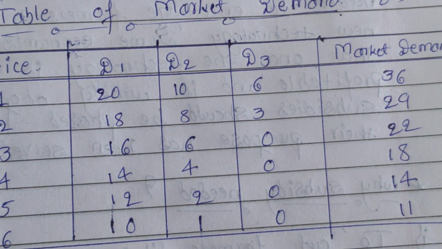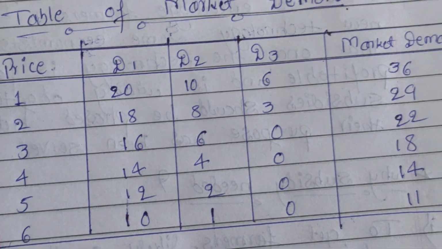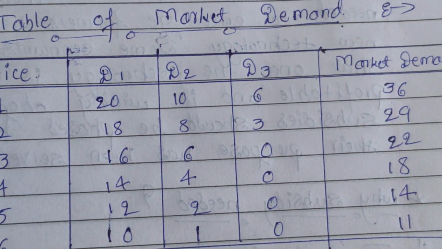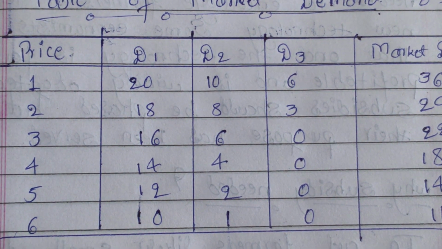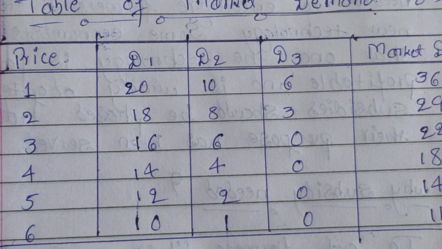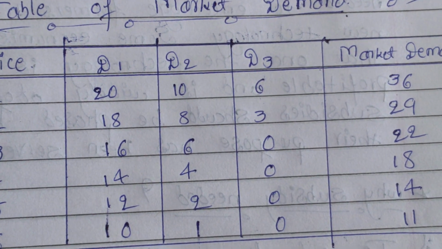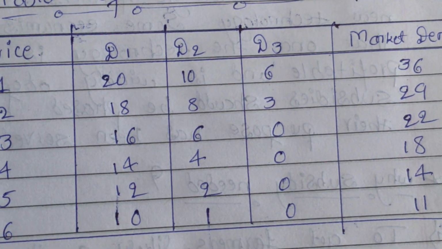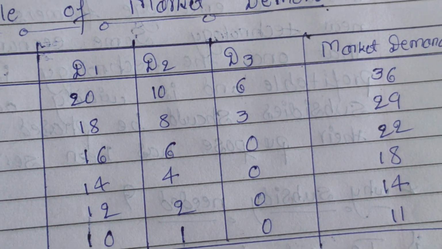So when we are calculating the market demand, we just need to add. D1 is 20 when price is 1 rupee, D2's demand is 10 units, and D3's demand is 6 units. So how do we calculate the market demand? 20 plus 10 plus 6. So market demand becomes 36.